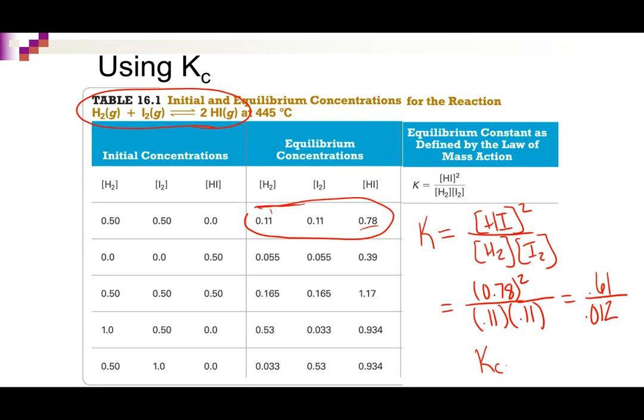Then we'll divide those two numbers. So Kc is going to equal 0.61 divided by 0.012. Equilibrium constant K is 50.8, and again, that's unitless. If I were to pick any of these trials, I just happened to pick trial 1 because that was at the top, but if I pick trial 3 or trial 5 and did this same math, the equilibrium constant K should come out to 50.8.